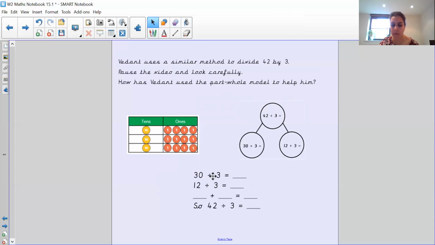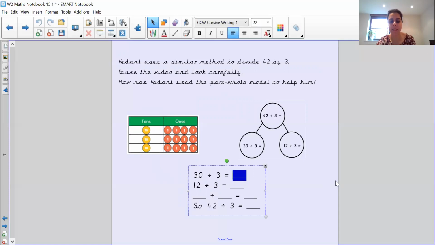So 30 divided by 3. Now they've done that for us here. 10, 20, 30. They've divided it into 3 rows. So how many is in one row? 30 divided by 3 is 10. You can see there's 1 10 in there. Then you have a look at the 12. So they've done that for us. The 1s here have been split up. 1, 2, 3, 4, 5, 6, 7, 8, 9, 10, 11, 12. They split them into 3 rows. How many is in one row? 4. So 12 divided by 3 is 4.